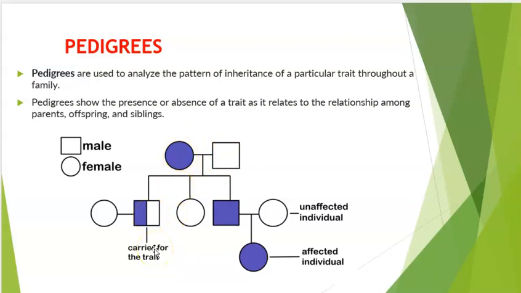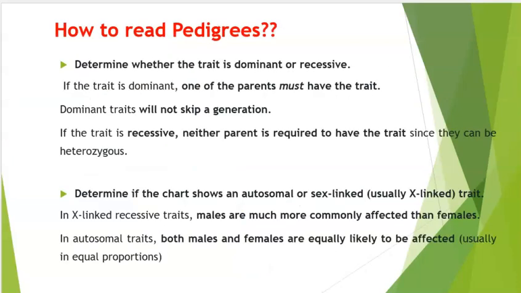And you know what a carrier for a trait is? A carrier is a person who has the defective allele or the defective gene, but is not showing the trait. He has just one copy of it. So he has it, but he doesn't have the disease. For simplification purposes, I will explain it like this: anything which is half is a carrier for the disease, and anything which is a full circle or a full square has that disease or has that trait.